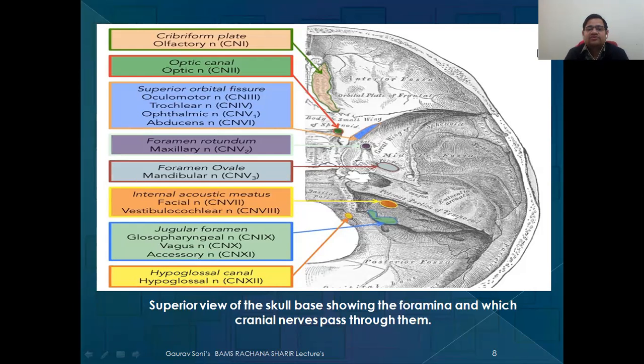Foramen rotundum will give exit to the maxillary nerve, which is the second part of the trigeminal nerve. Foramen ovale is going to give exit to the mandibular nerve, which is the third part of trigeminal nerve. Internal acoustic meatus will give exit to the facial nerve and vestibulocochlear nerve, that is 7th and 8th. Jugular foramen will give exit to the glossopharyngeal, vagus, and accessory nerve. And the last will be again the nerve having two in it, that is hypoglossal canal will give exit to the hypoglossal nerve. So this is the exit point of the 12 cranial nerves.